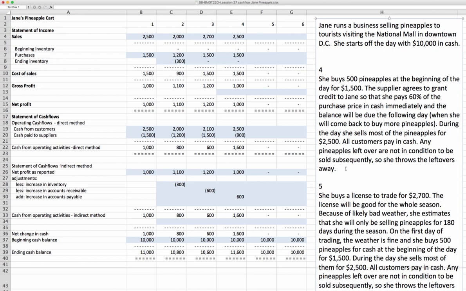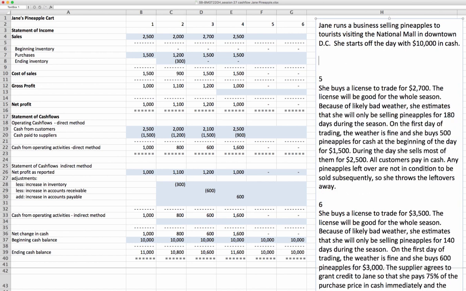Let's look at another example of why there might be a difference, and this is actually a very common reason for a difference, and that's to do with depreciation, or in this case amortization. So in case 5, again this is not day 5, this is just a fifth variant of the first day of ever trading, and we're told that she starts off the day with $10,000 in cash. She buys a license to trade for $2,700, and the license will be good for the whole season. But because of likely bad weather, she estimates that she'll only be selling pineapples for 180 days during the season.